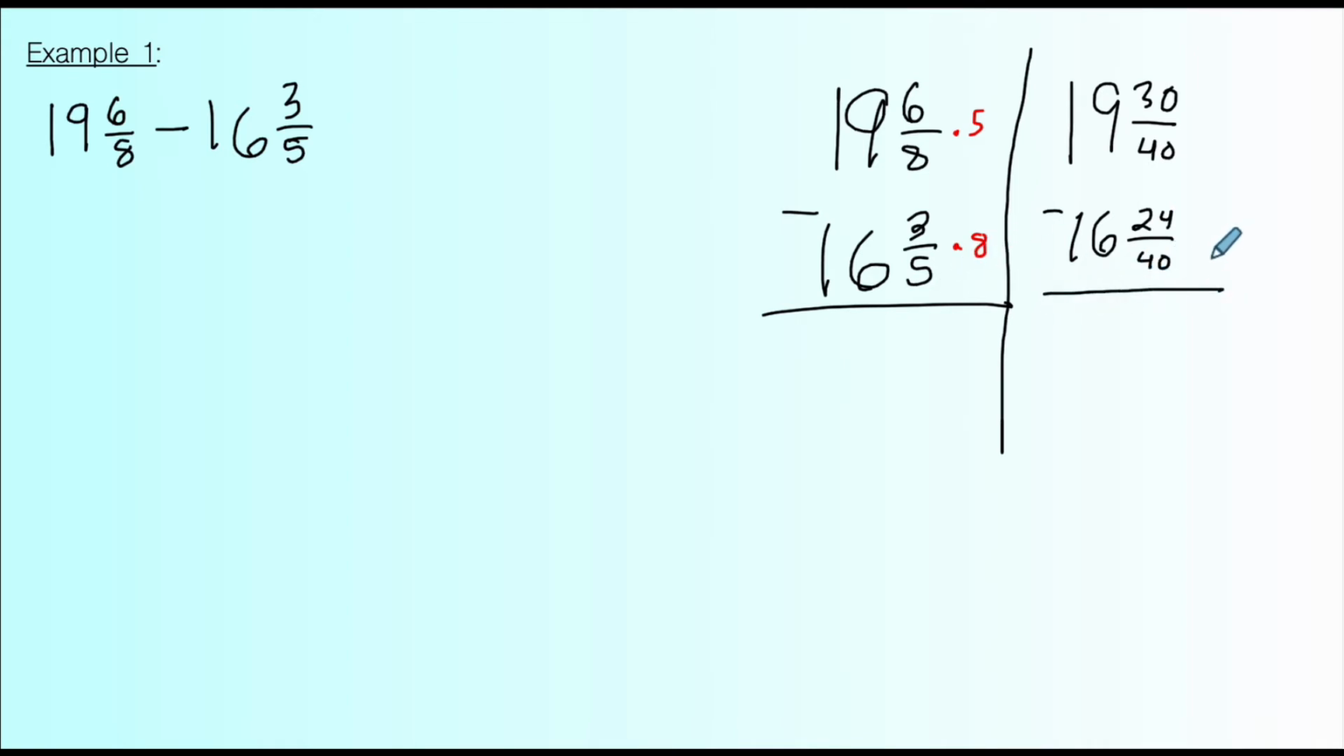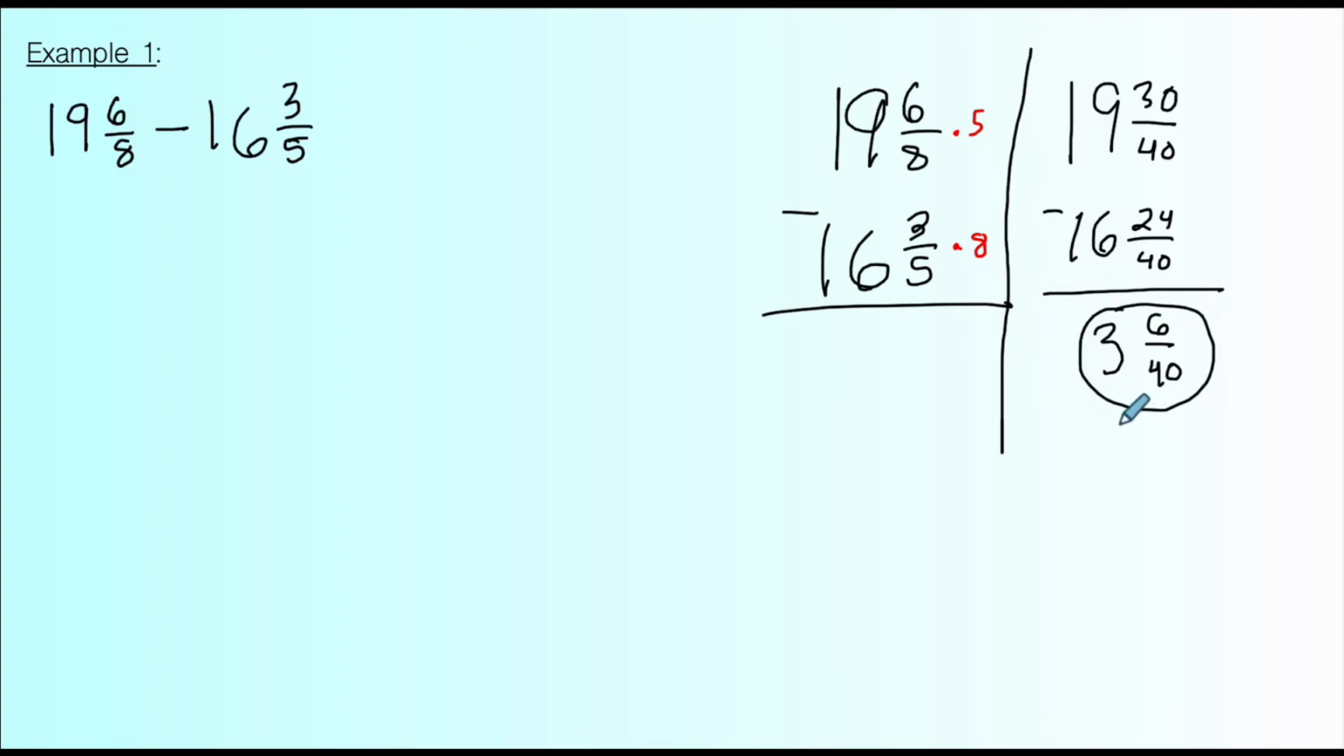And now, some simple subtraction. Remember, you subtract your fractions and then your whole numbers. So my fractions is 30/40 minus 24/40. Well, when you subtract those two, 30 minus 24 is 6, and the denominator remains 40ths. And then the whole numbers, 19 minus 16 is 3, so there is your final answer.